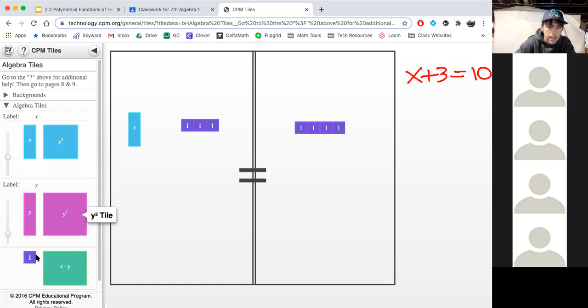I think I can copy these things, so let me just do it that way. There we go. And copy and paste them. So that's 10. 1, 2, 3, 4, 5, 6, 7, 8, 9, 10.